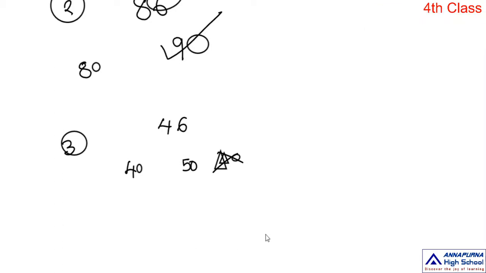Here in 46, 4 is in the tens place. What is the next number to the right? 6. And 6 belongs to which family? 6 belongs to the big family. Among 40 and 50, which is the bigger number? 50. So what is the nearest 10 to 46? 50 is the nearest 10.